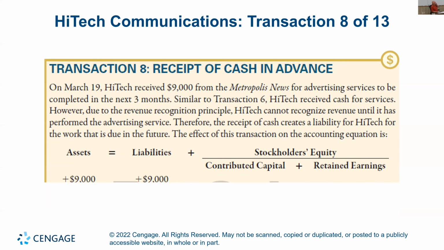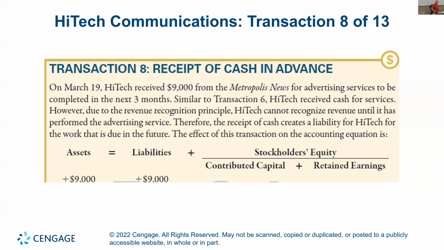All right. Transaction 8, we receive cash in advance. So here somebody gave us money, the Metropolitan News gave us $9,000. Okay. And they said with that $9,000, we're going to use it to do advertisements over the next 3 months. Okay. So we are going to increase our assets by $9,000 here because obviously the business received cash, and cash is an asset.